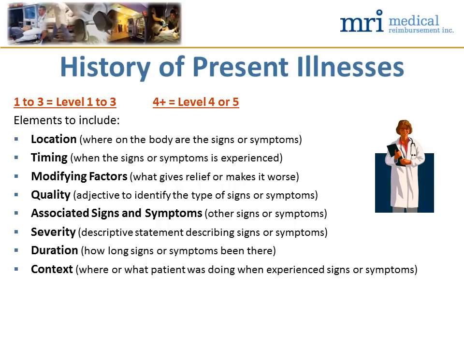The HPI elements would be things such as location, which is where on the body the signs and symptoms are; timing, when the symptoms started or when you started experiencing them; modifying factor, what gives you relief or makes it worse; quality, simply an adjective to identify the type of signs or symptoms; associated signs and symptoms; severity, which describes the pain; duration, how long the signs and symptoms have been there; and context, simply where or what the patient was doing when they first experienced them.